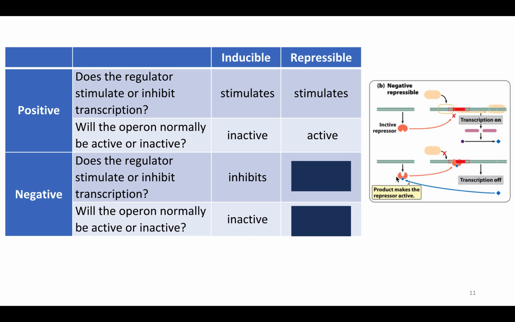And so now that the repressor is active, it's going to do its job. It's going to bind onto the operator and inhibit that polymerase from binding. And this in turn turns off transcription. So the regulatory protein inhibits transcription, and the operon will normally be active here.